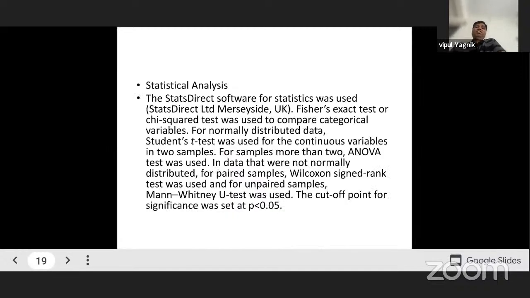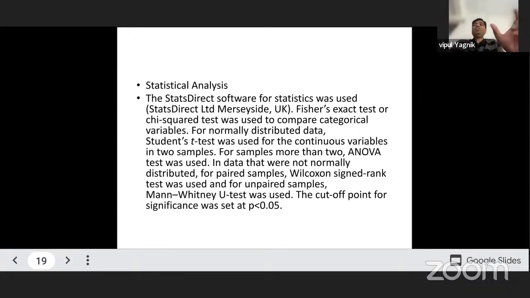An important portion in the methodology is statistical analysis. In statistical analysis, we have to mention which software you used, for example SPSS or Stata software. You have to mention which statistical method you used, like Fisher's exact test, chi-square test, or Student's t-test or ANOVA test. What is your cutoff for the p-value? That also you have to mention. So the statistical analysis method should also be complete while writing material and method.